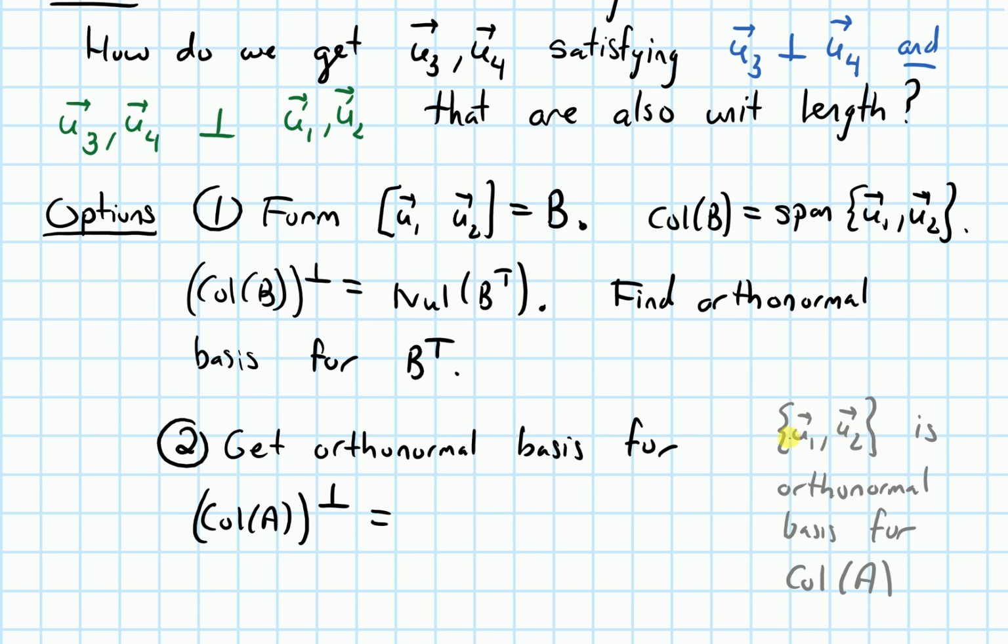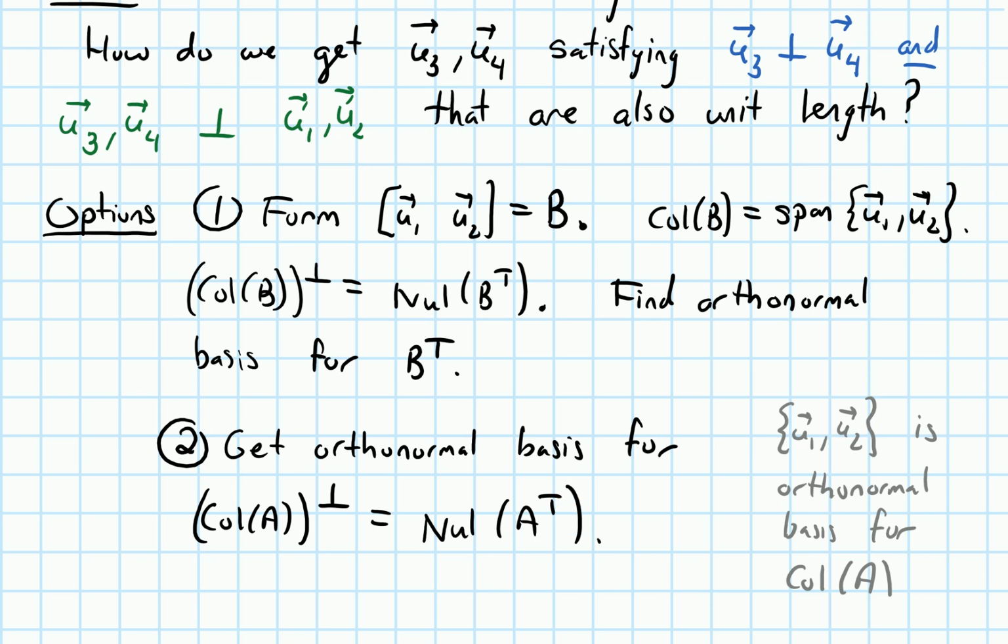And I can do that by finding vectors that are orthogonal to everything in the column space. So I'm going to look at the column space of A perp, because that consists of all those vectors that are orthogonal to everything in the column space. But the column space of A perp, we know that that is the same thing as the null space of A transpose.